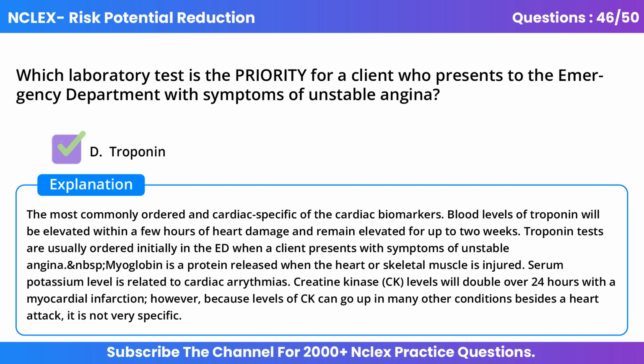Myoglobin is a protein released when the heart or skeletal muscle is injured. Serum potassium level is related to cardiac arrhythmias. Creatine kinase, CK, levels will double over 24 hours with a myocardial infarction. However, because levels of CK can go up in many other conditions besides a heart attack, it is not very specific.